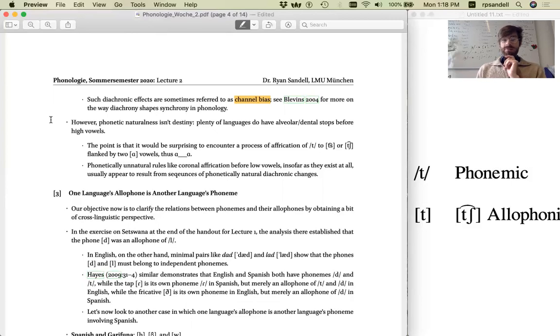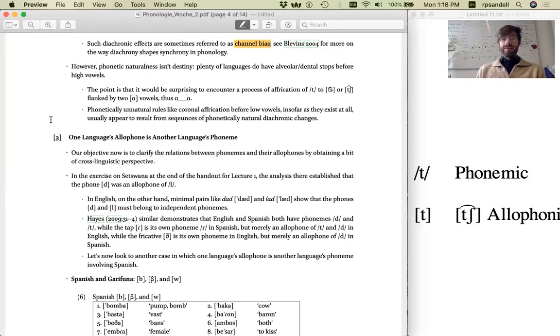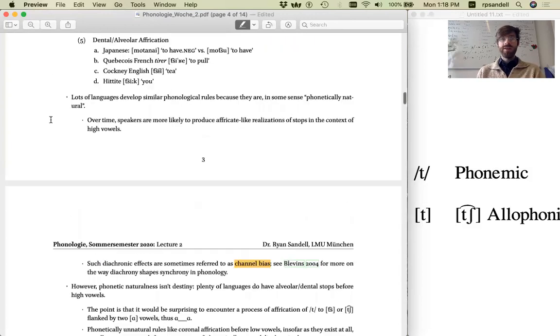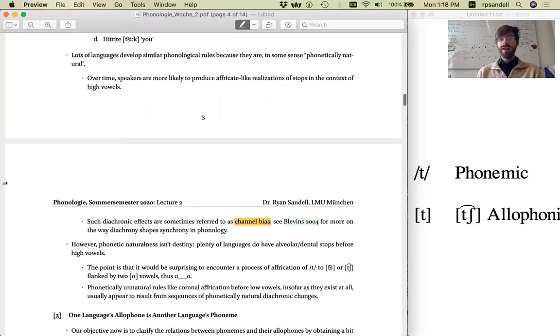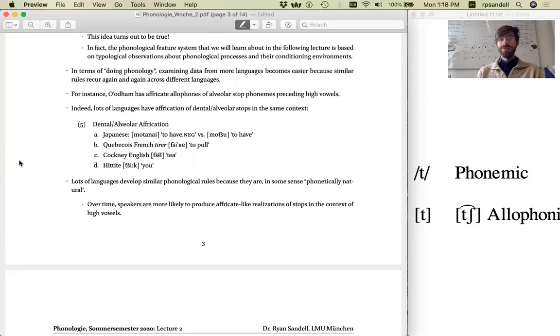But we should also note that phonetic naturalness isn't necessarily destiny. There are plenty of languages that do have alveolar or dental stops occurring before high vowels. So in my variety of English, it's no problem for me to say tea for a drink that I would have. My phonology doesn't compel me to say tsi instead.